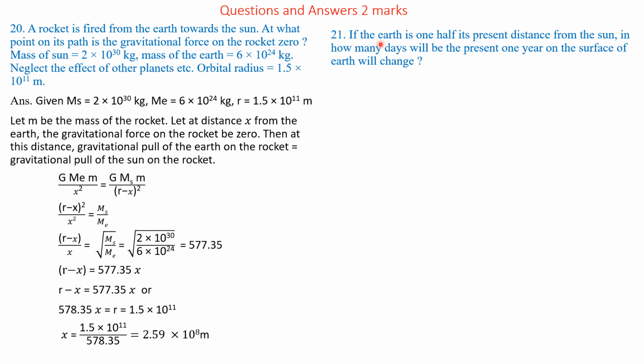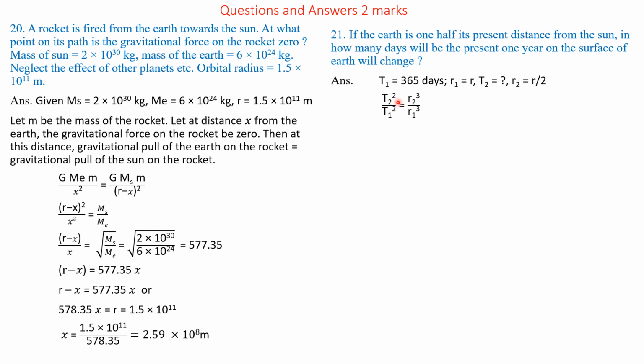Question number 21. If the Earth is one half of its present distance from the Sun, in how many days will the present 1 year on the surface change? That is, the distance of Earth from the Sun is reduced by half. Answer. So it is given T1 is equal to 365, R1 is equal to R, T2 is what, if R2 is R by 2. That is, it is reduced by half.